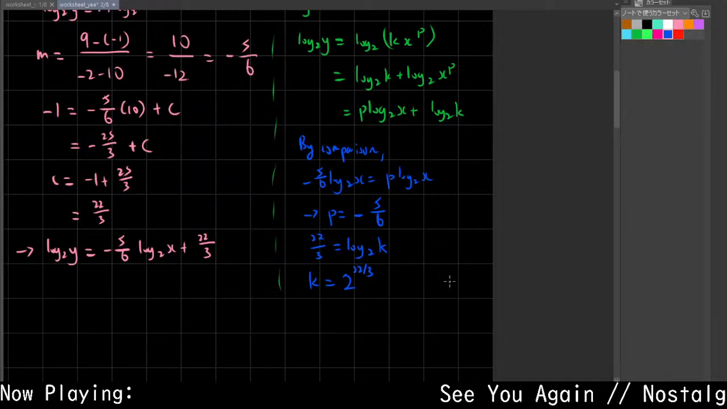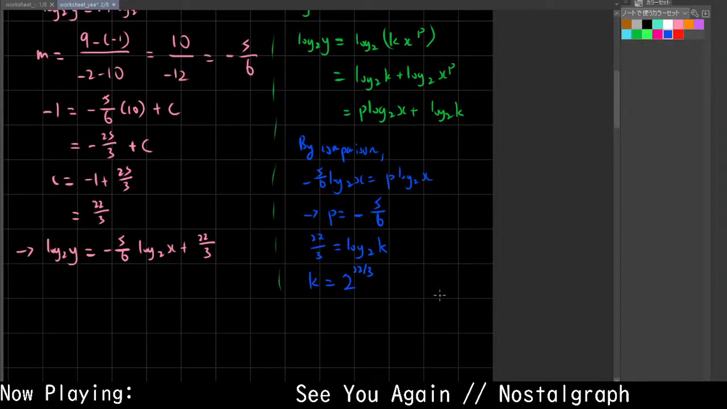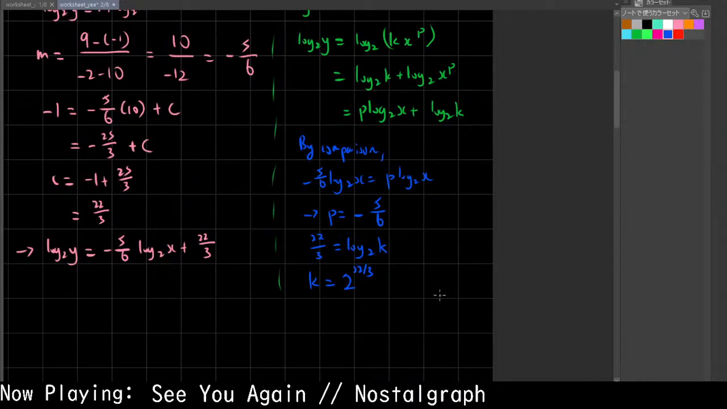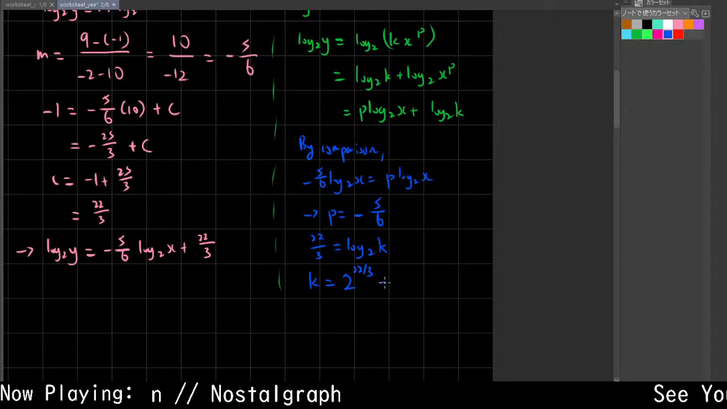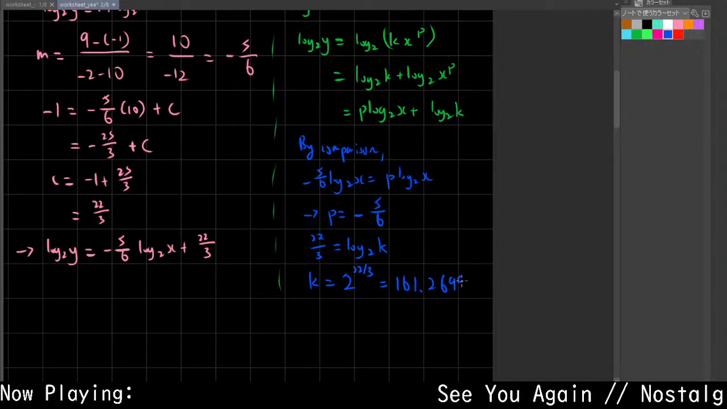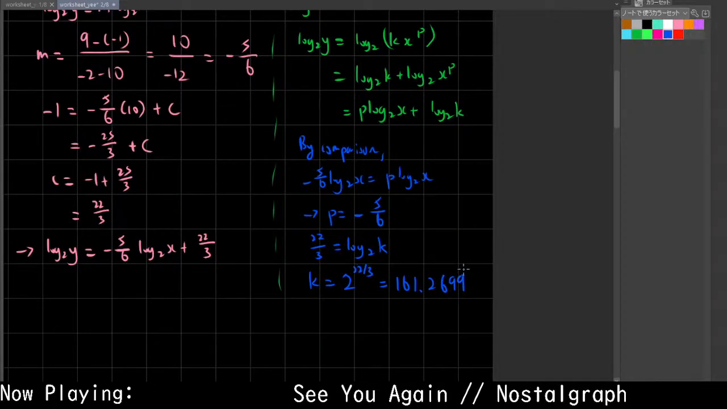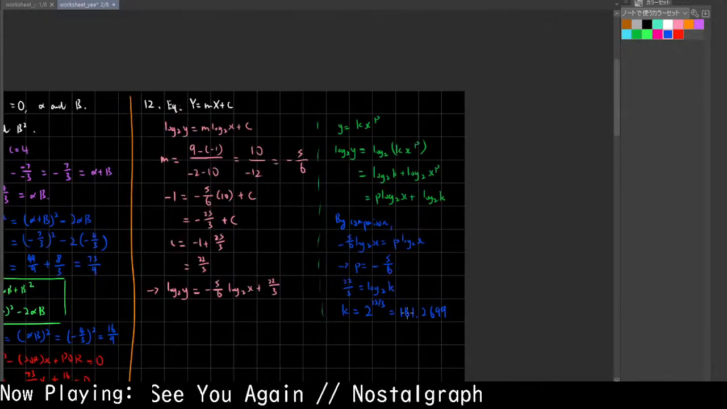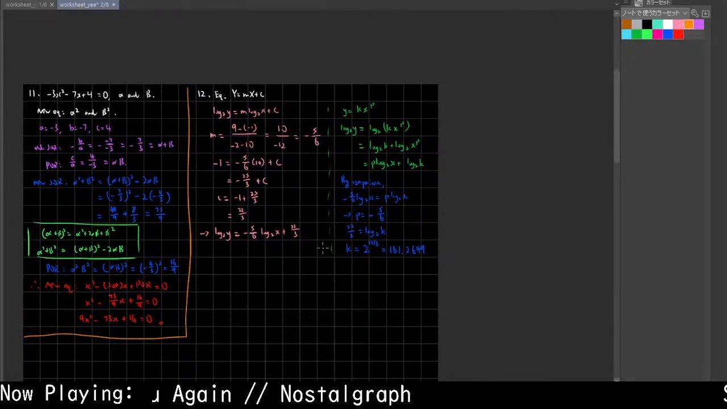Answer becomes power. So 2 to the power of 2/3. This is quite big actually. Okay, it's not that big. It looks horrifying, but it's actually not that big. If you put it in a calculator, you'll get k to be equal to 161.2699. This has no unit. This is just a constant. Okay. Done. Okay, onwards.